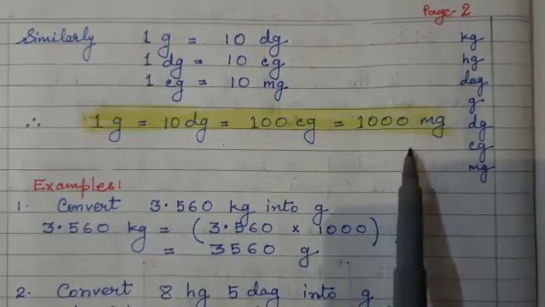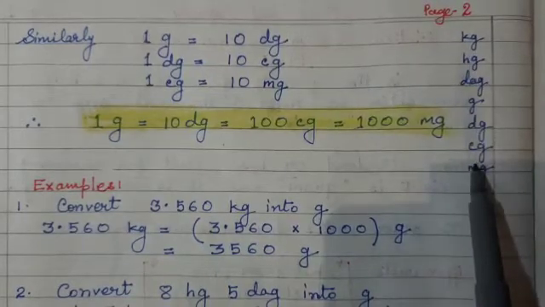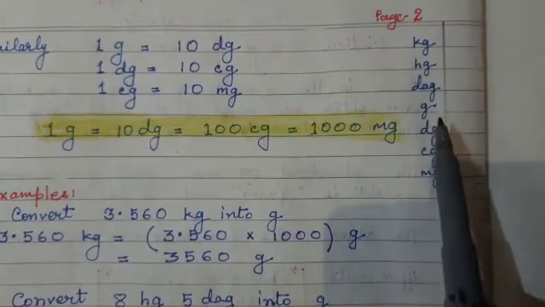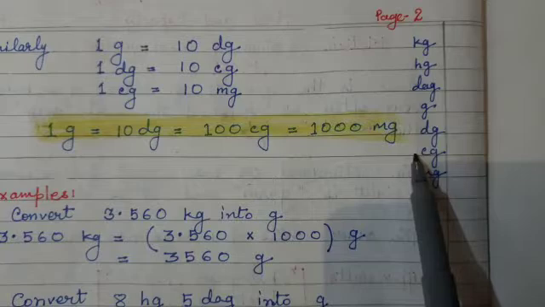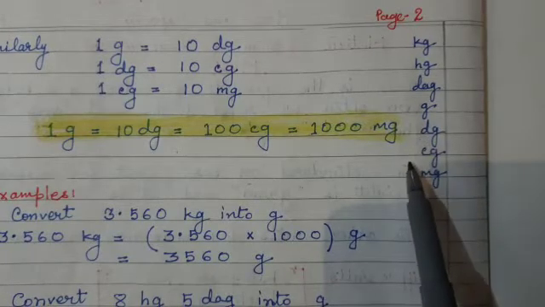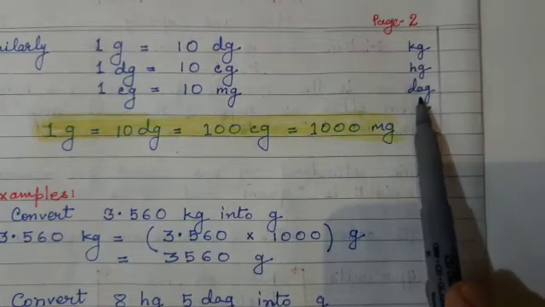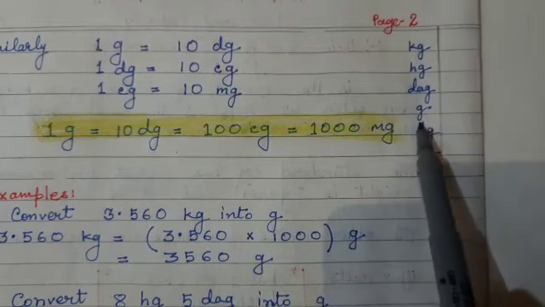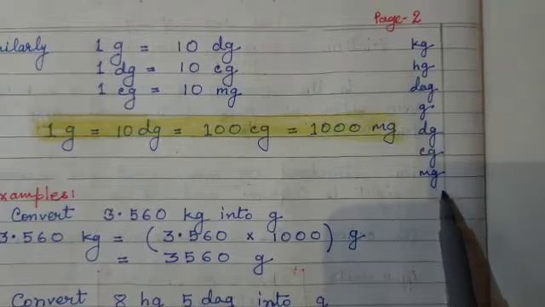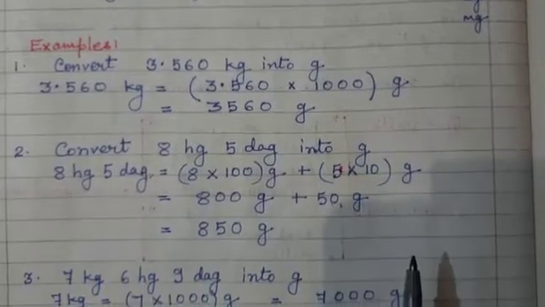So the main concept is whenever we convert from upper to lower, we need to multiply. And according to the number of steps we are moving towards the lower direction, we have to multiply by 10, 100, 1000, etc. If it is 1 step, then multiply by 10. If it is 2 steps, then multiply by 100. 3 steps, then multiply by 1000. In this way, we have to move. It will be more clear when we see the examples. Look at the first example.